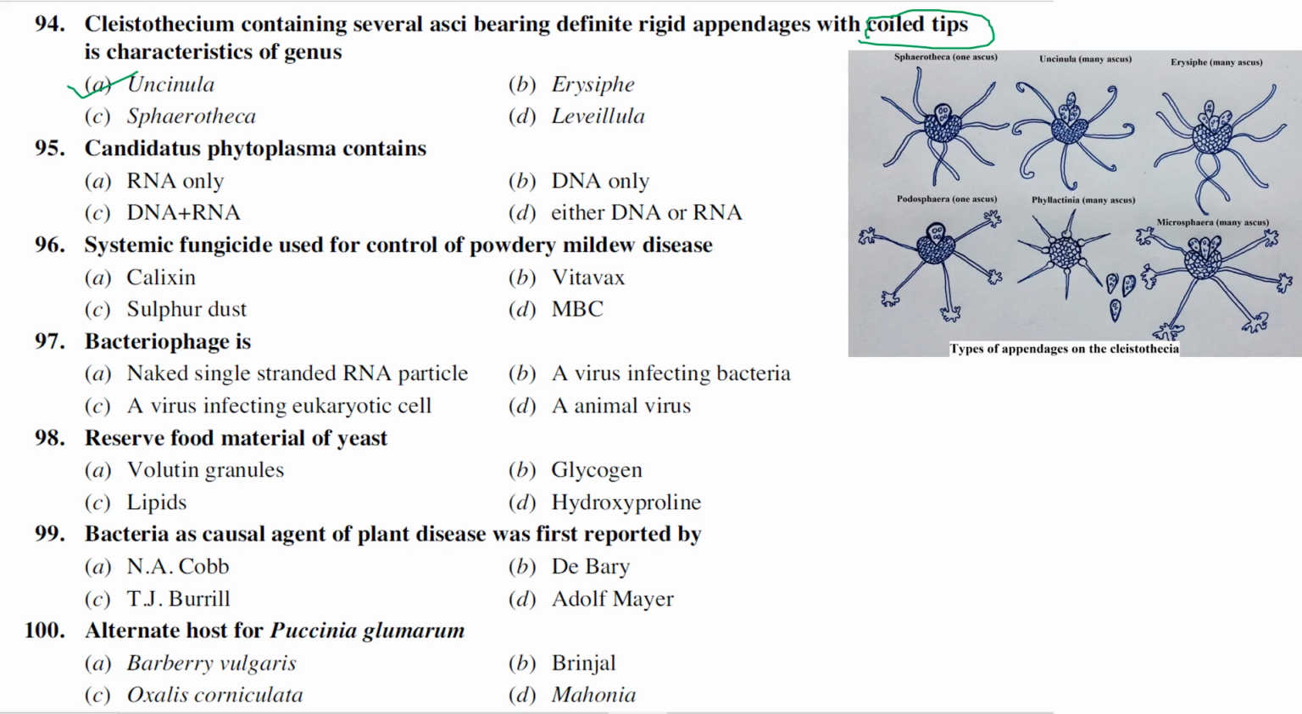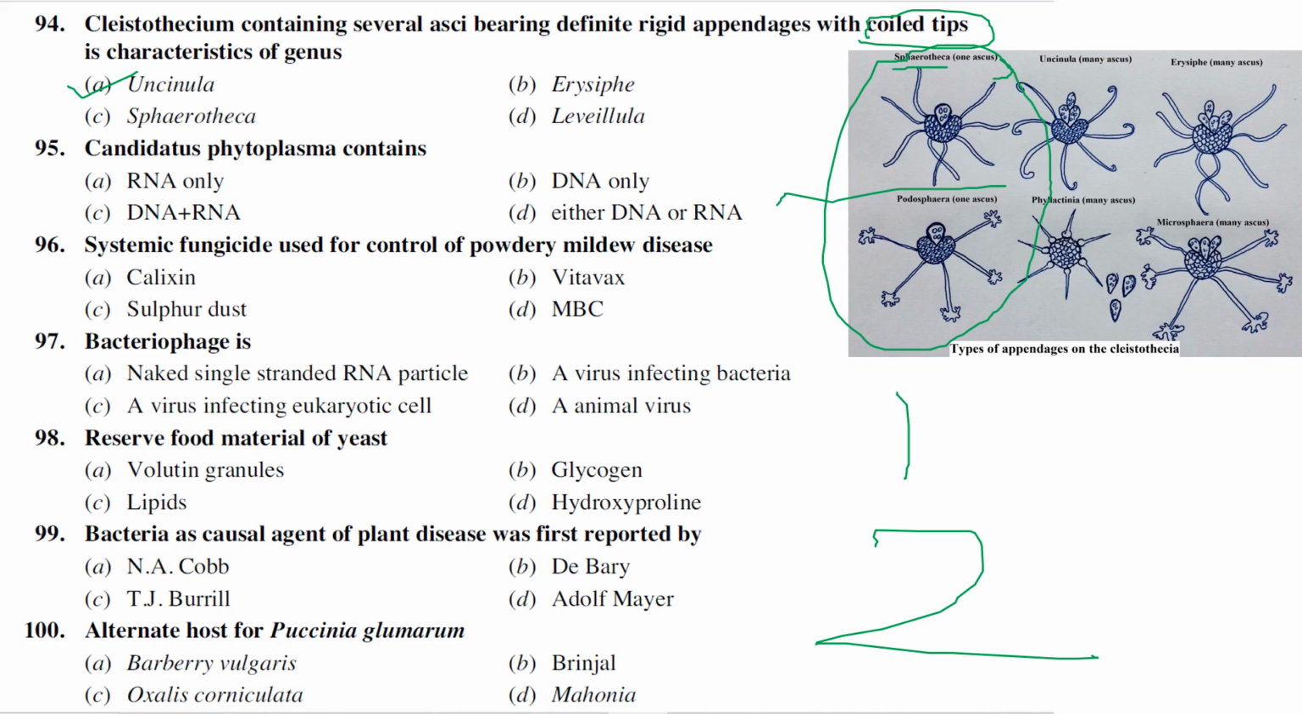To identify this, first of all we need to divide into two things: one ascus type and many ascus type. If you see here one ascus type, with mycelioid appendages, normal appendages only, one ascus with normal mycelioid appendages means Sphaerotheca. If you see branch-like appendages, one ascus with branch-like appendages is Podosphaera. Uncinula, we see coiled appendages. Cleistothecium with coiled appendages with many asci is Uncinula.